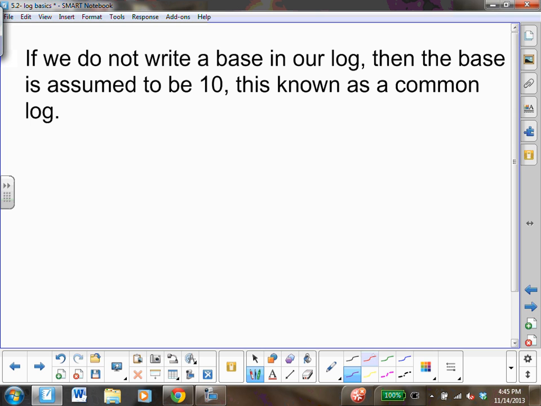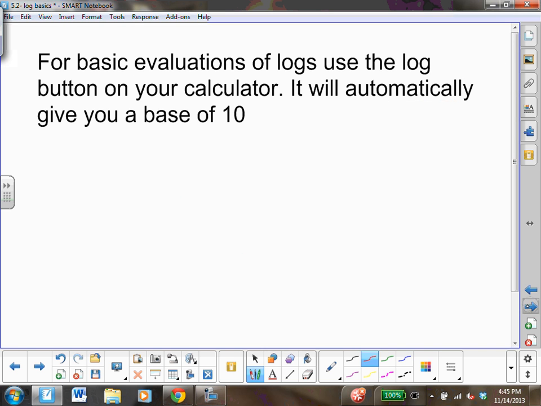If we don't write a base for the logarithm, we typically mean that it's the log base of 10. It's known as the common logarithm because it's the one that's most often used. For basic evaluations of logarithms, you can use the log button on your calculator, but it's always going to be a base of 10. Some of the newer models of scientific calculators will let you put in a different base, but for the most part, if you try to use the log button on your calculator, it's going to give you a base of 10.